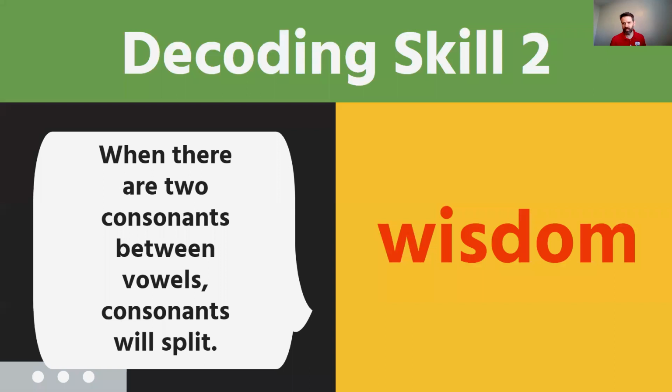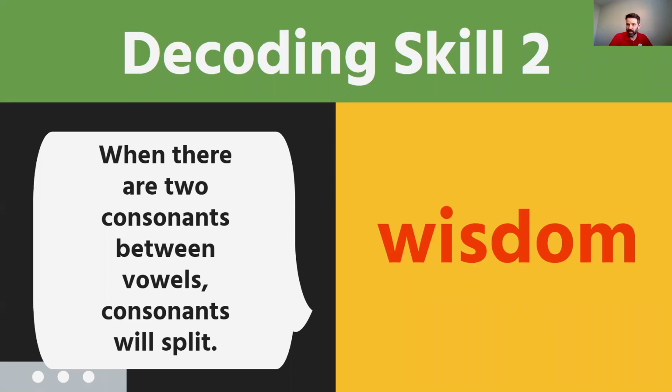So let's talk more about decoding skill number 2. One of those words that we just encountered, attend, follows decoding skill number 2, but we haven't talked about it yet. So decoding skill number 2 says that when there are 2 consonants between the vowels, then the consonants will split. One will stay with the first syllable and the second will move with the second syllable.